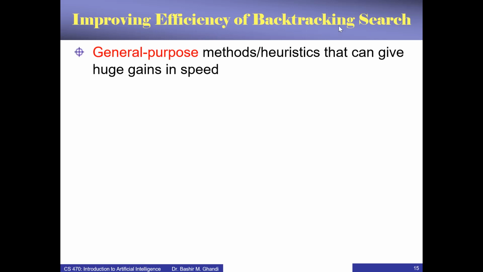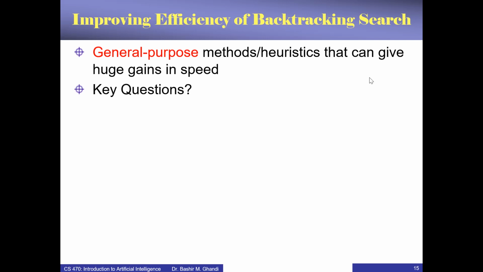Okay, so we have seen the basic backtracking search algorithm. We have also seen how it works with the Australian coloring example. The question is, is there a way to improve on its efficiency? And the answer obviously is yes. There are general purpose methods, or if you want, you can call them heuristics, that can actually give huge improvement in the speed of the basic backtracking search.